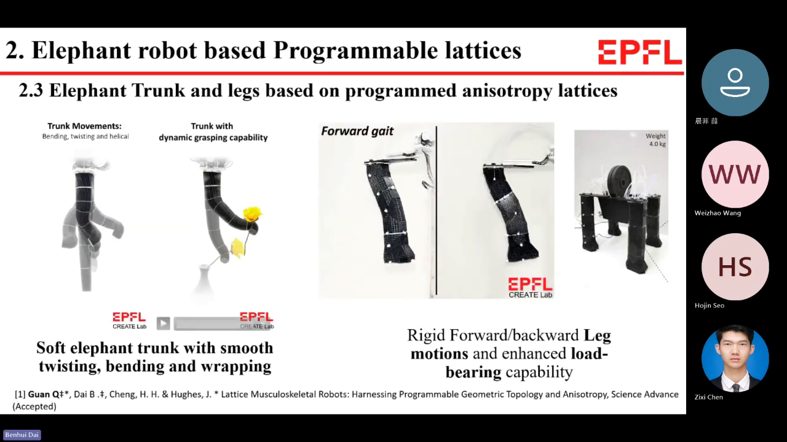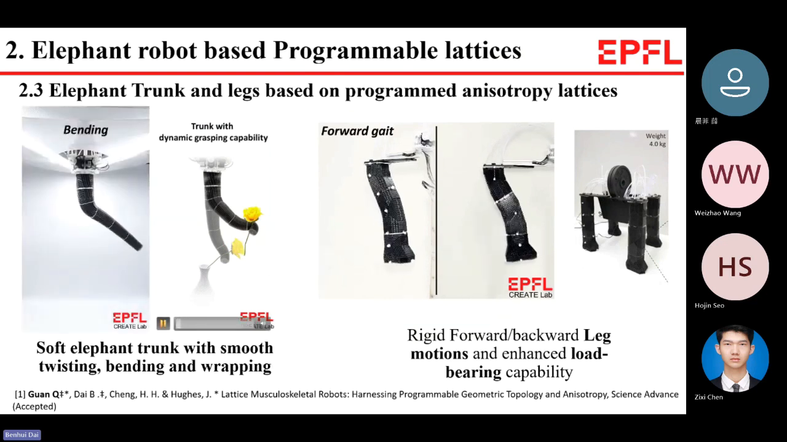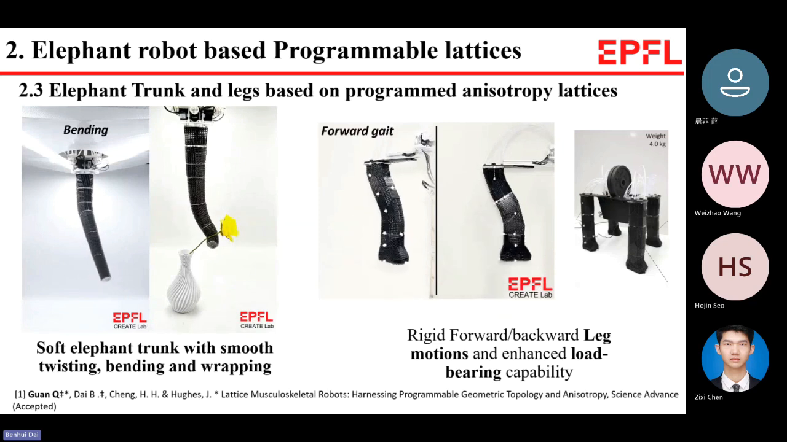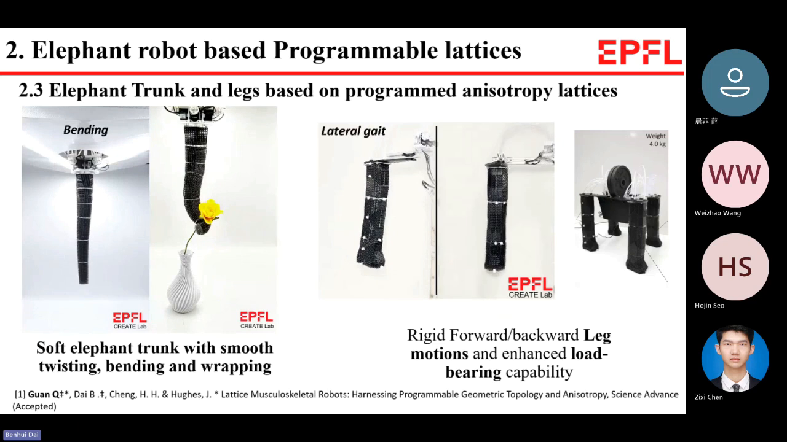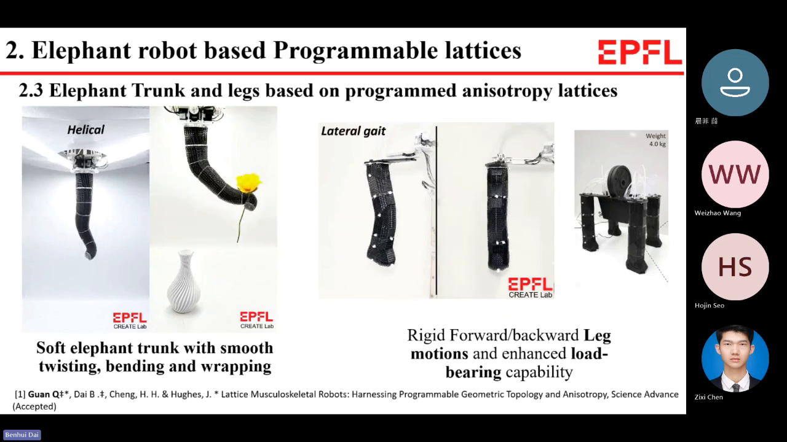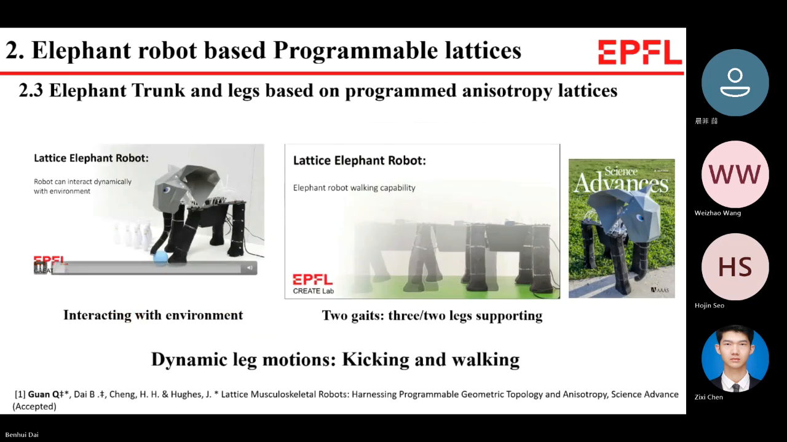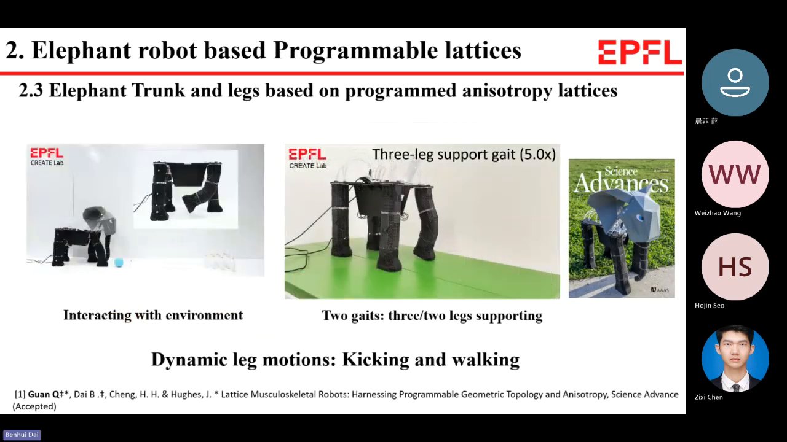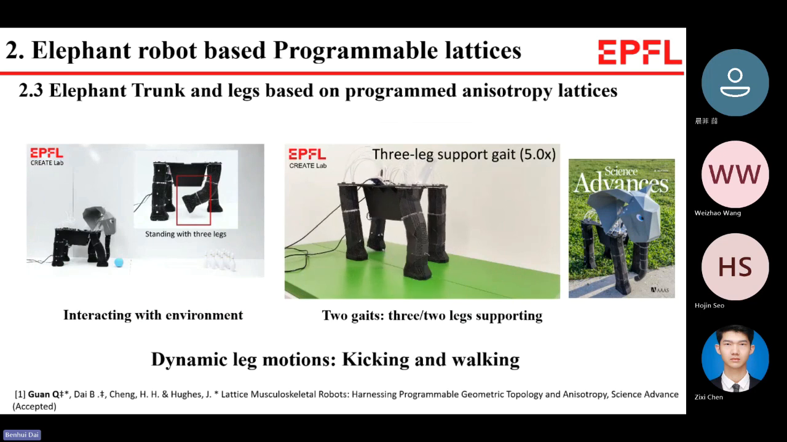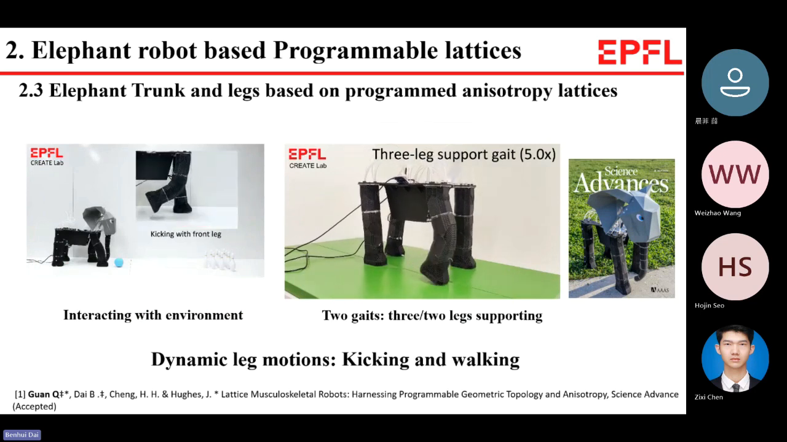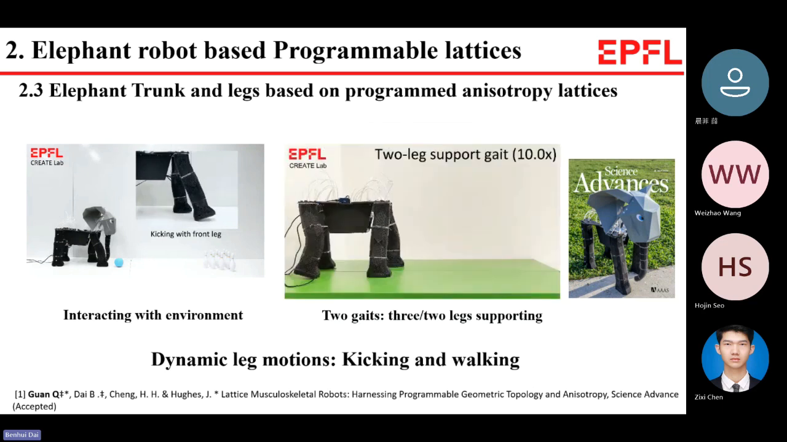For example, we can realize the soft elephant trunk robot and also a rigid elephant leg with the different joints. And it also has very good dynamic performance, such as walking with different joints and kicking balls.